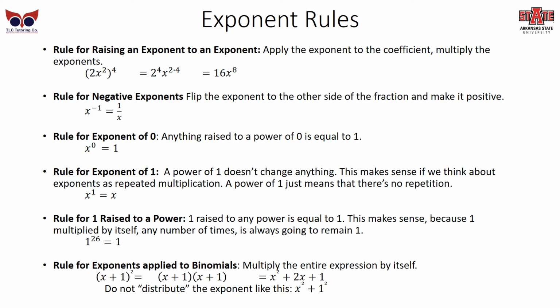Now, the rules for exponents apply to binomials. Be careful with this one. So we're saying x plus 1 squared. The binomial has two terms. Remember, that means x plus 1 times x plus 1. This is not the same as x squared and 1 squared. That's not the same thing. This would be the FOIL process, which we'll get into a little bit. So this ends up being x squared plus 2x plus 1. So keep that in mind.